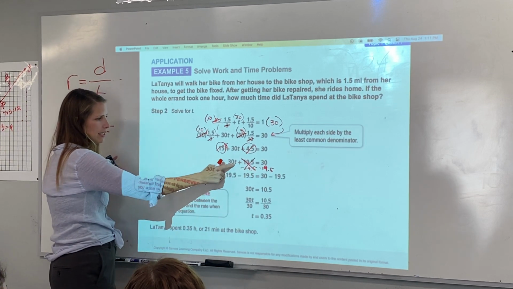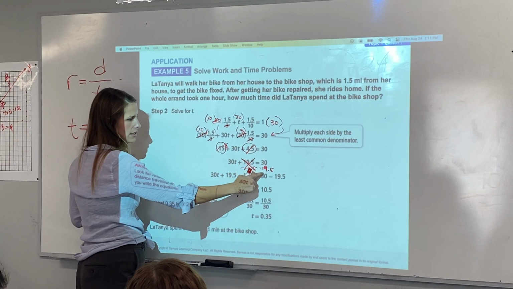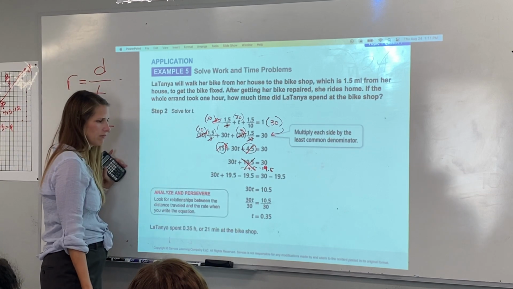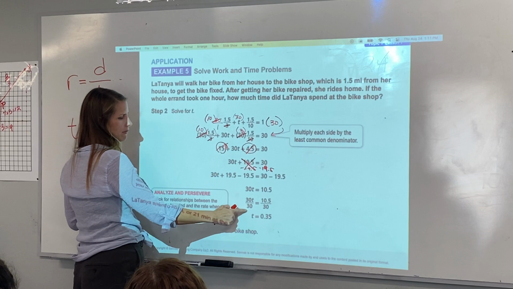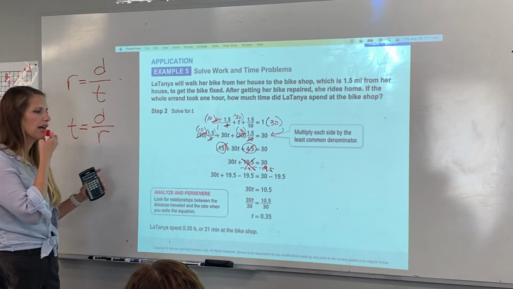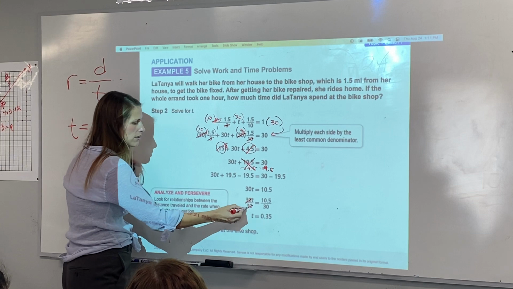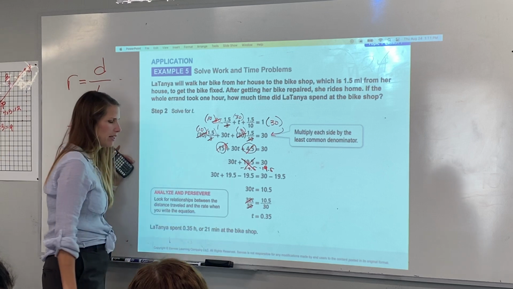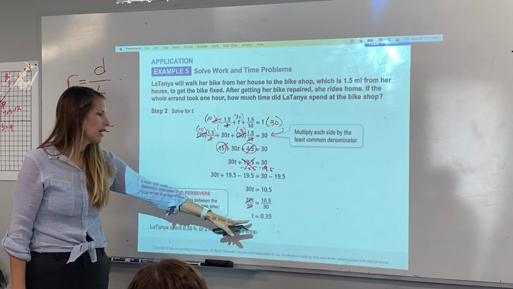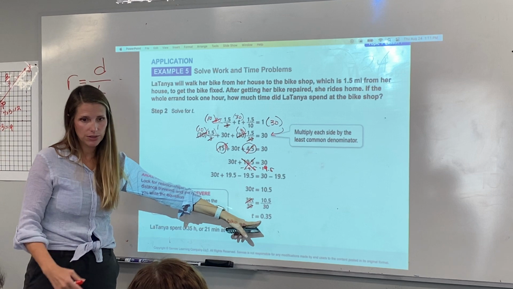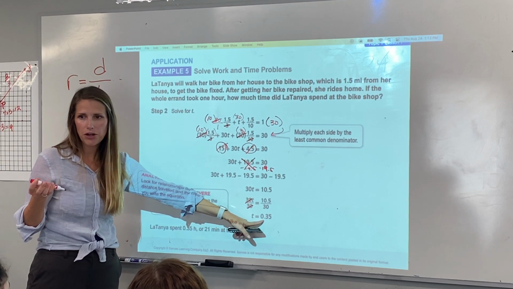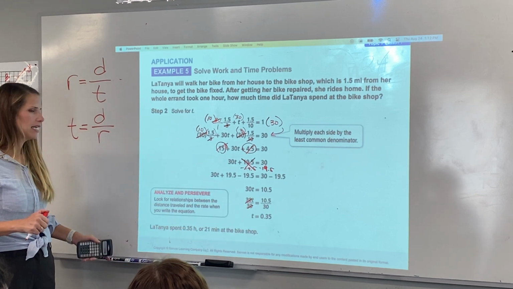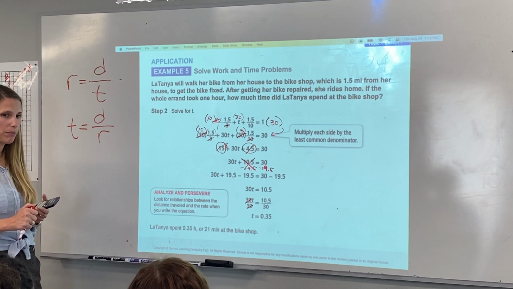Cancel, and then we get 30t equals 30 minus 19.5. 30t equals 10.5. Then what do we do? Yeah, divide by 30 on both sides. The 30 over 30 cancels out, and we get t equals 10.5 divided by 30, which gives us a decimal number. So you see how we got about a third of an hour, right? So 0.3 of an hour is how long she spent at the bike shop.